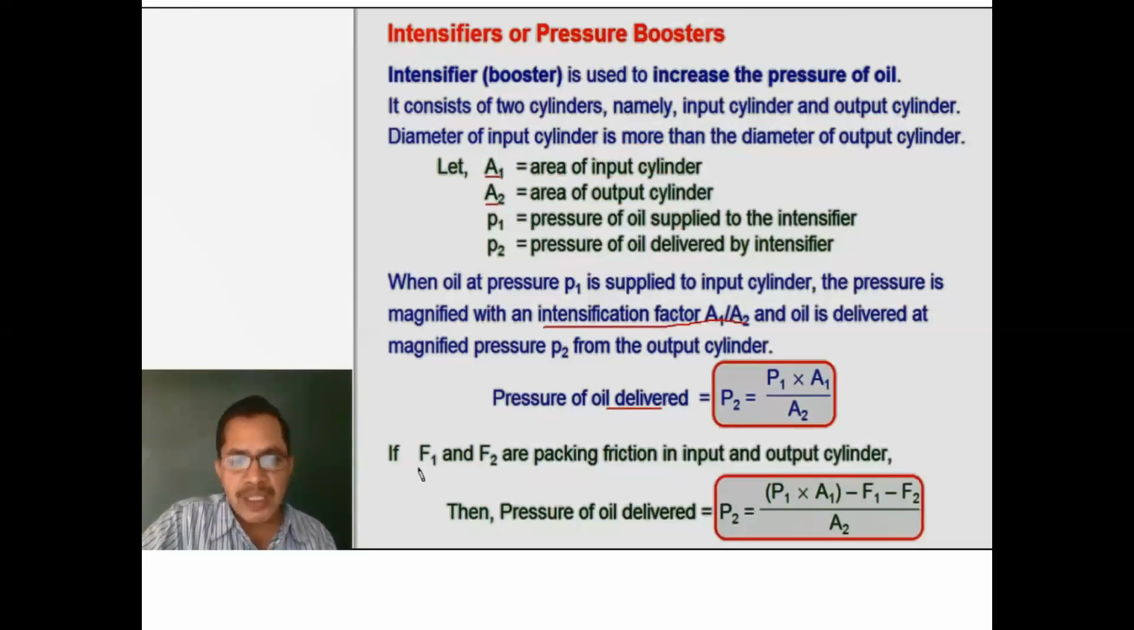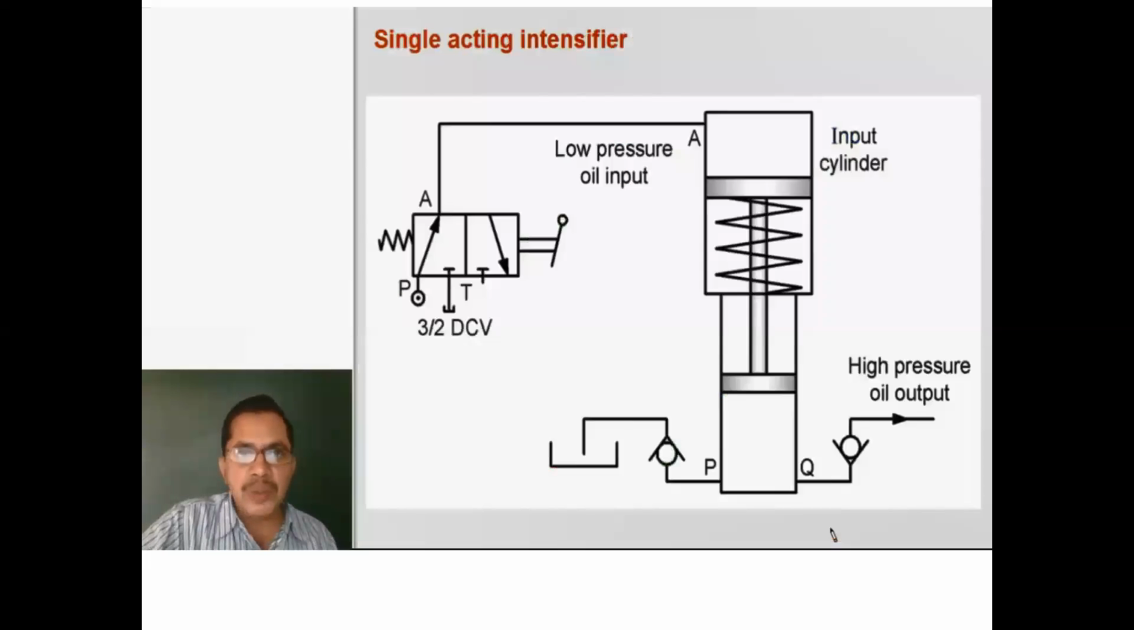And if we consider the packing frictions in the input cylinder and output cylinder as F1 and F2, then the pressure of oil delivered will be P2 equals P1 into A1 minus the packing frictions, divided by A2. There are two types of intensifiers.